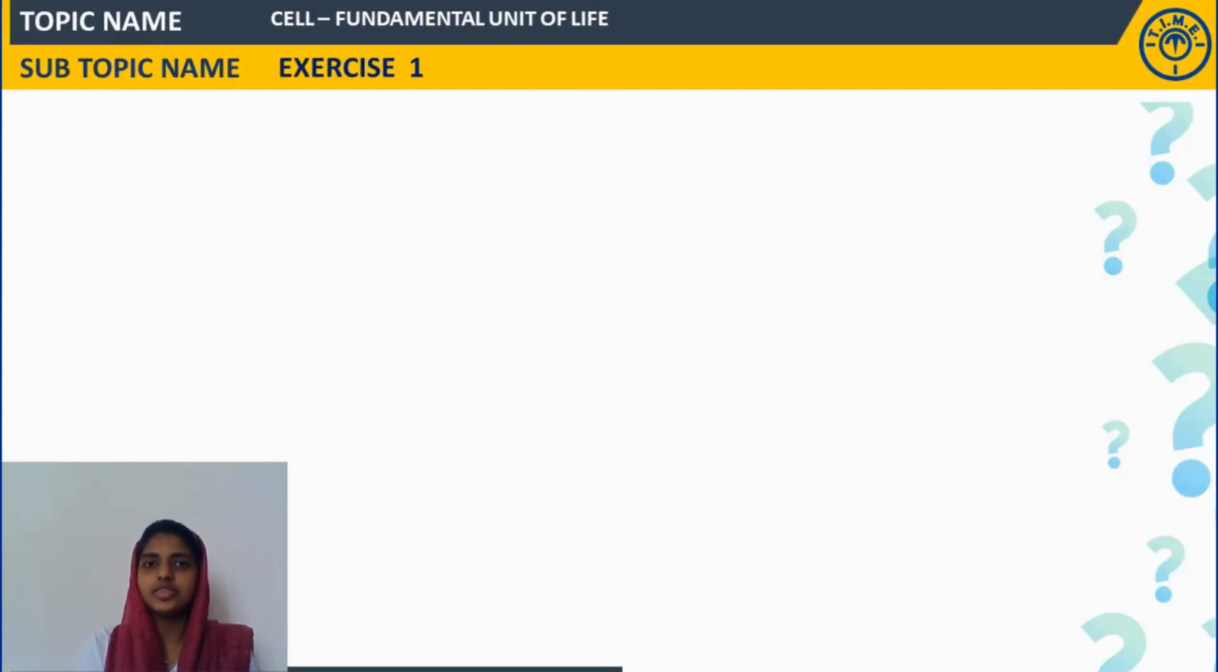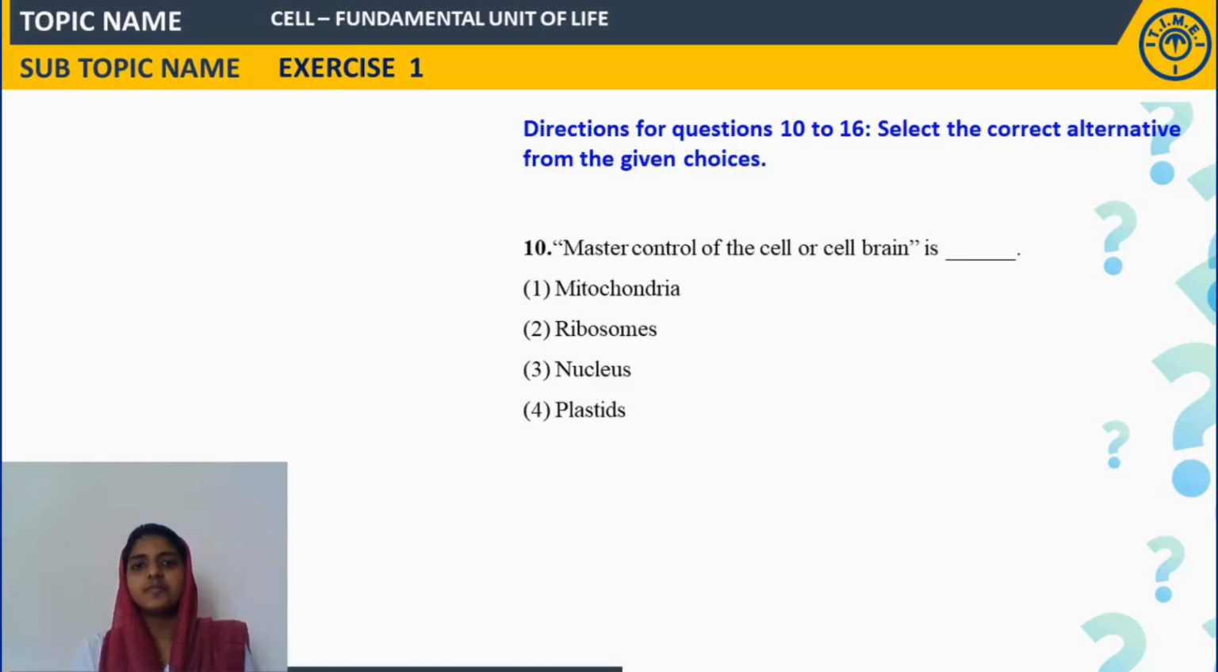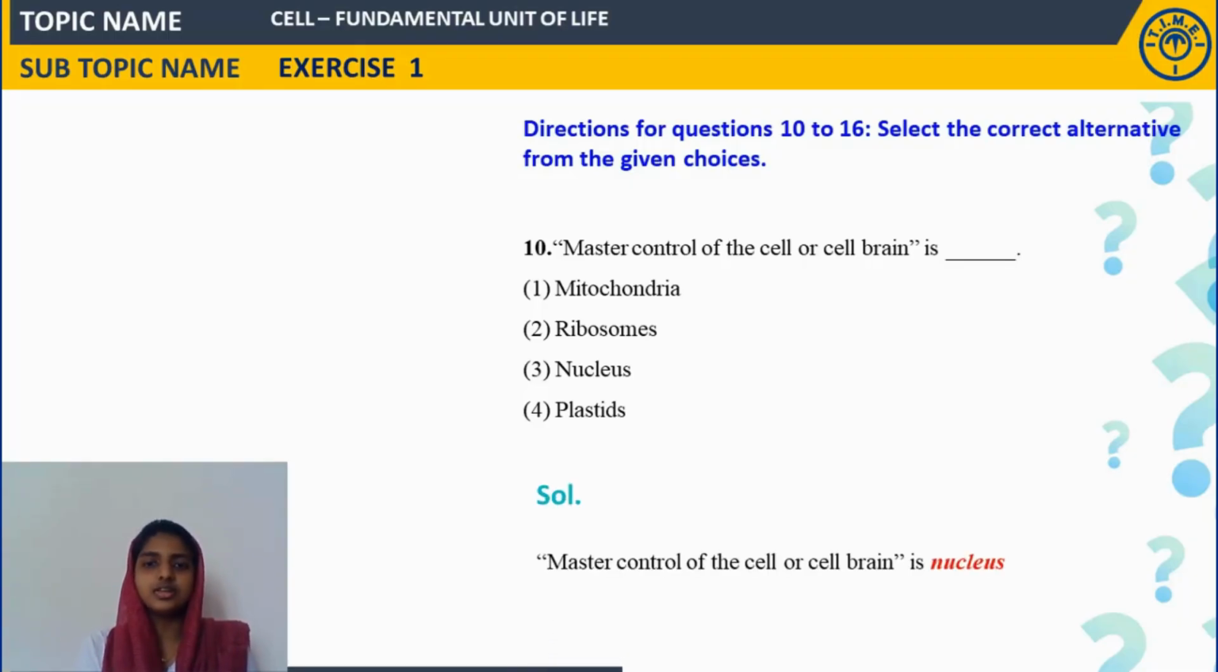Okay, students? Next, we'll have select the correct alternative from the given choices. We'll have MCQ questions. The first question: master control of cell or cell brain is dash. Which is the part of the cell which controls the cell? It's nothing but the nucleus. So the nucleus is the controlling center of the cell, the master control of the cell or cell brain.